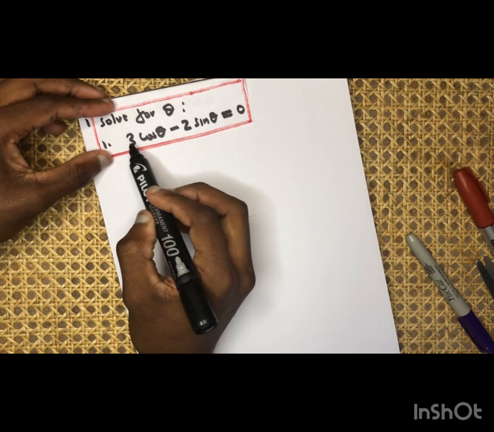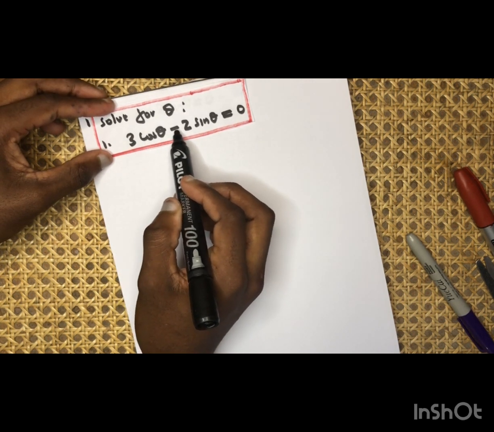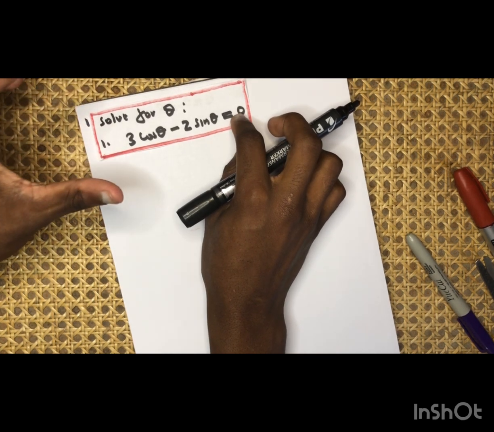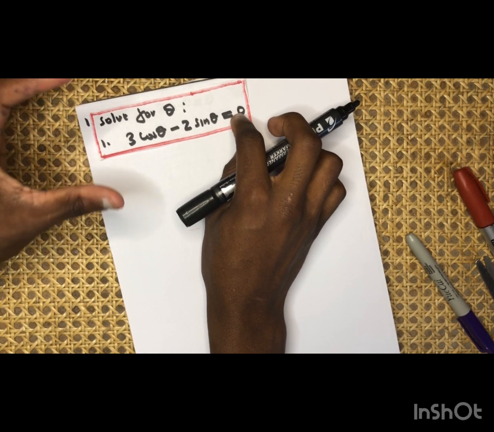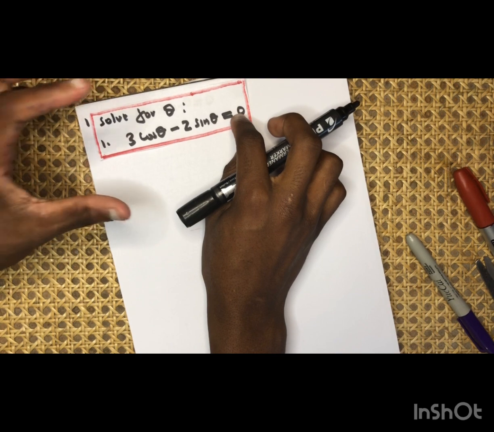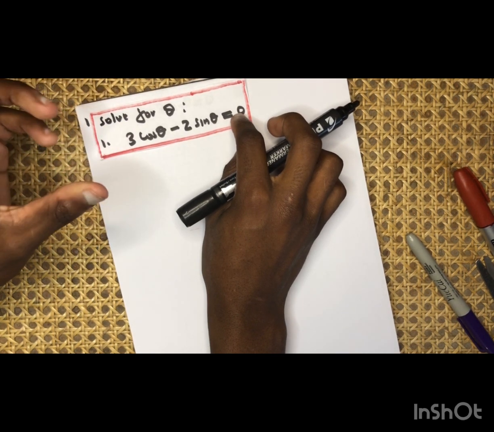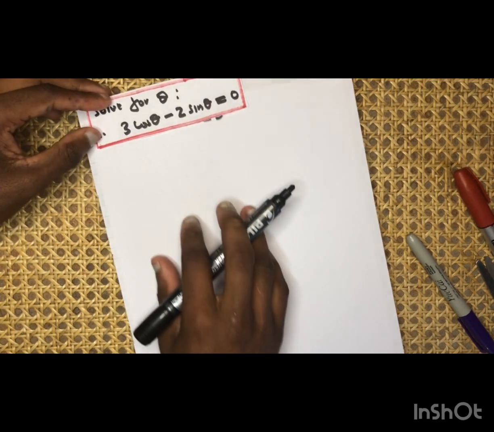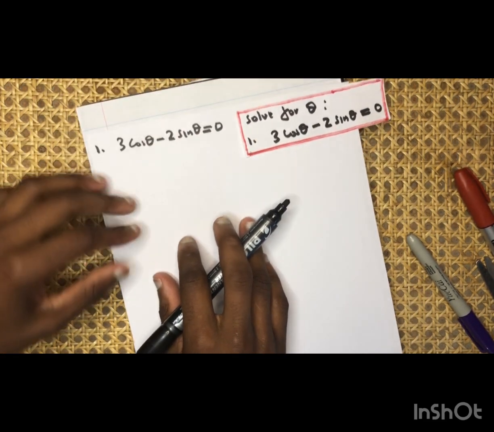Solve for theta: 3 cos theta minus 2 sin theta equals 0. Whenever you are dealing with these, you must remember your identities: your quotient identities, your double angles, your compound angles. So we're given this equation, guys.